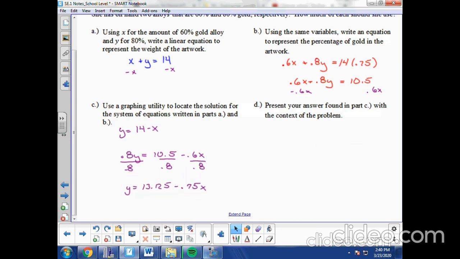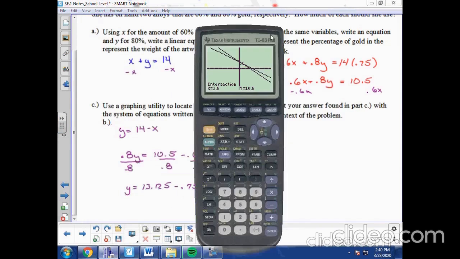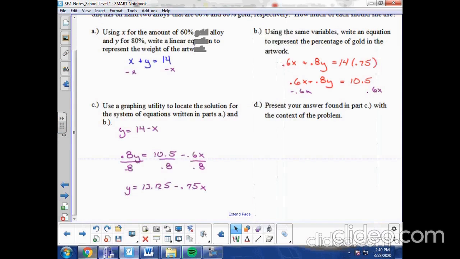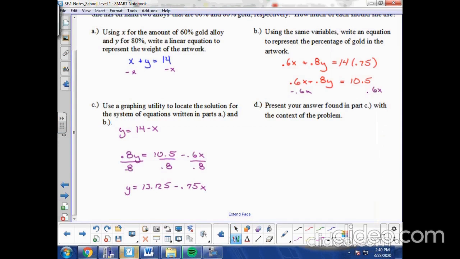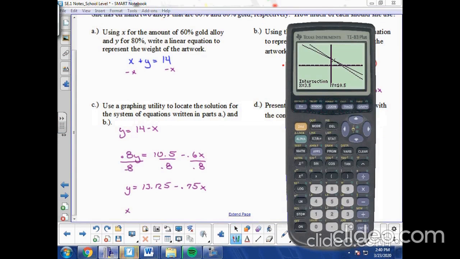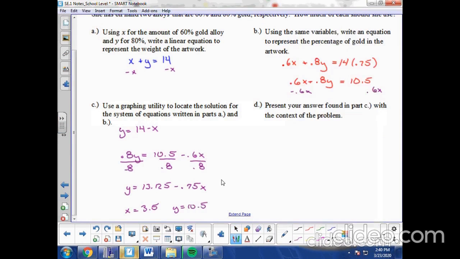So I graph those two equations. I find their intersection point on the graphing calculator, and now I have my solution. So x equals 3.5, and y equals 10.5. So those are my two solutions graphically.